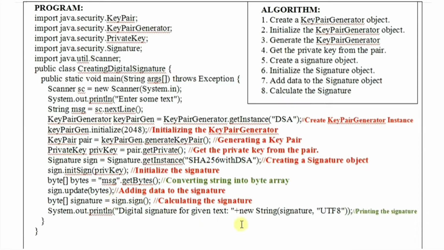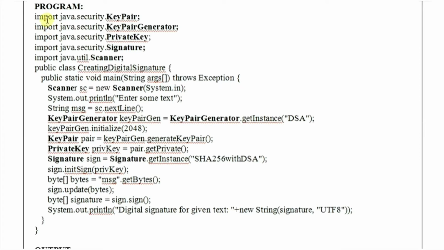Finally, we will print the digital signature for the given text. Now let's see the program. This Java program accepts a message from the user and generates a digital signature.